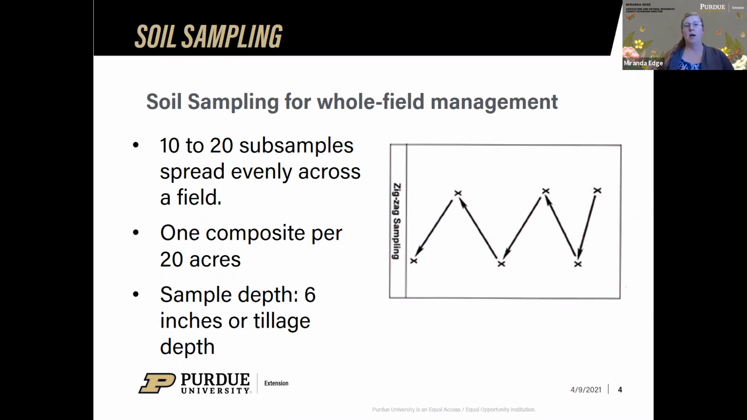Each area is about 10 to 20 subsamples that are spread evenly across the field. Zigzag patterns, uneven, running around with a bucket. Whatever randomness you can do to grab those samples across the field will give you a whole field representative sample. And then from there, you're going to mix those together and grab one subsample to send to the lab and get your results back, either through our extension offices, or you can do those on your own.